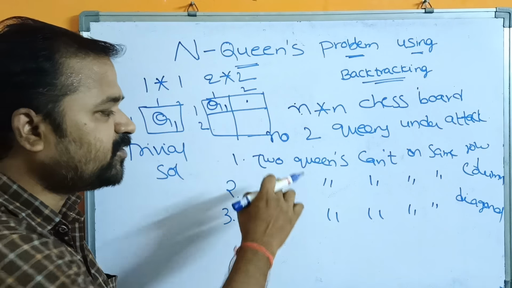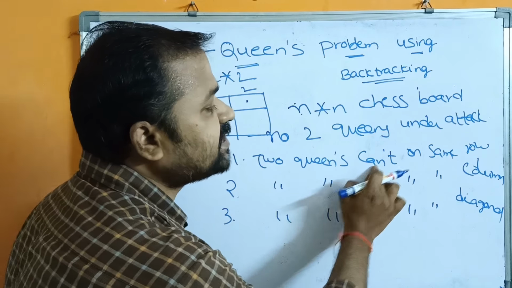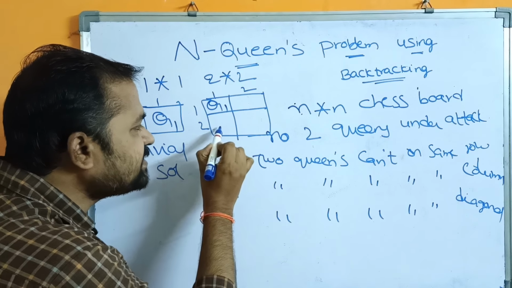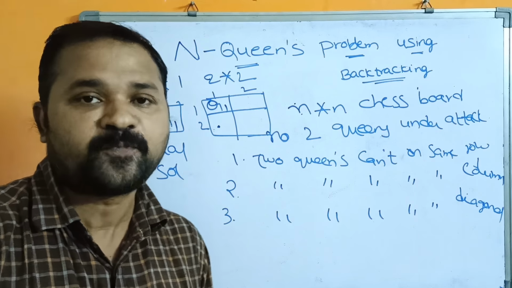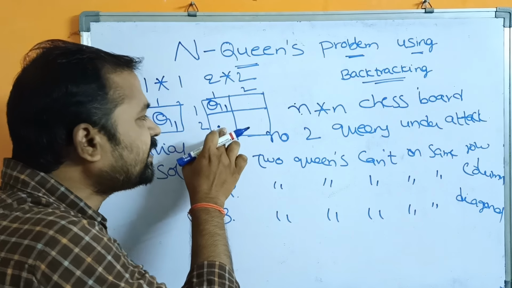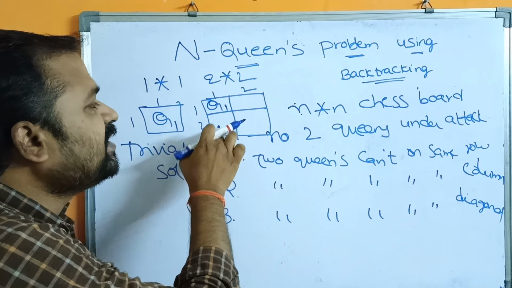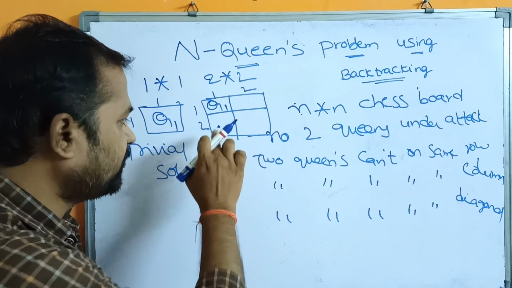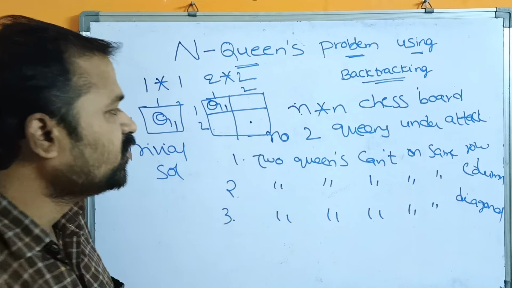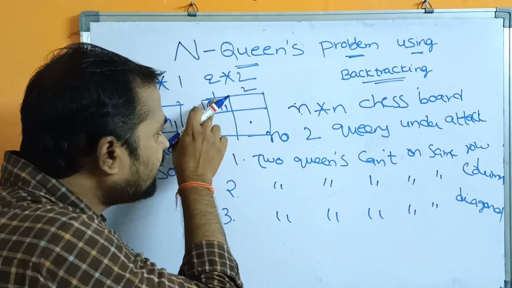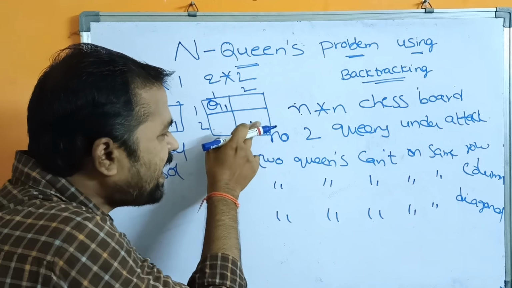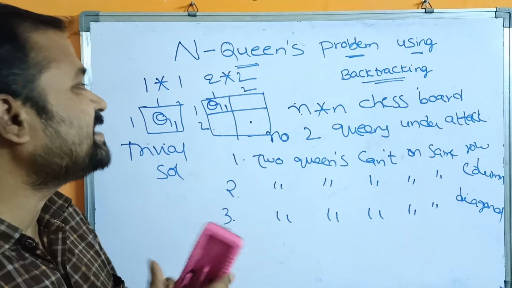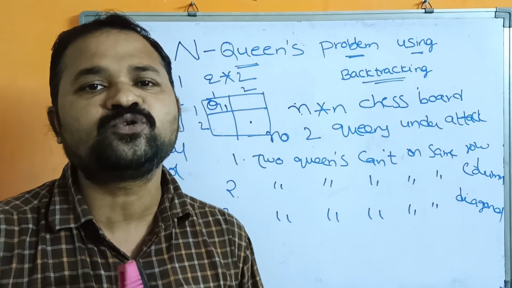Next, can we place Q2 here? No, we can't, because the first condition is that two queens cannot be on the same row. Can we place Q2 here? No, it is not possible, because Q1 and Q2 would lie in the same column, so they would be under attack. Can we place Q2 here? No, because these two would become diagonal elements, which are also under attack. So there is no solution for a 2 by 2 chessboard.